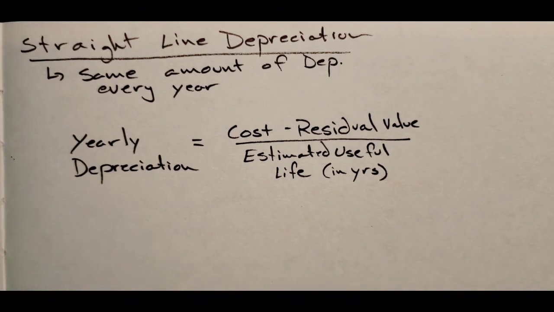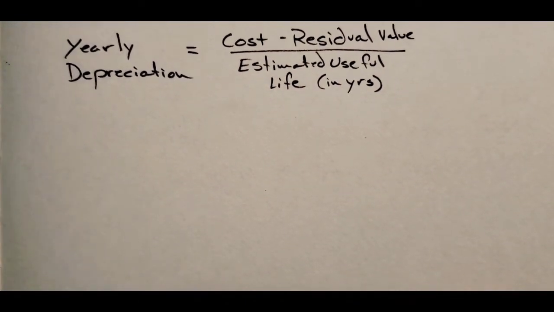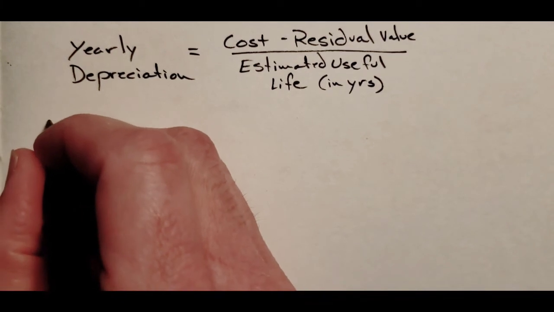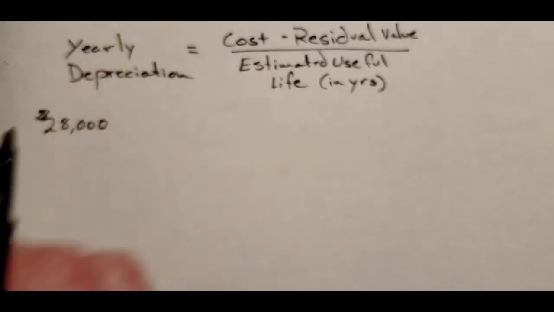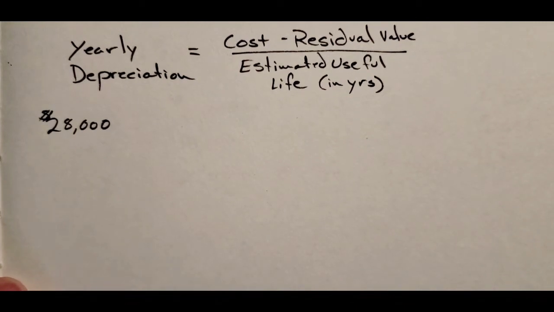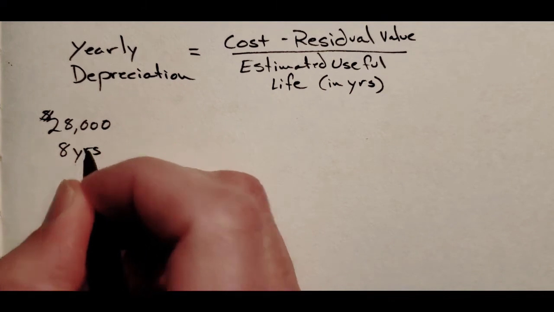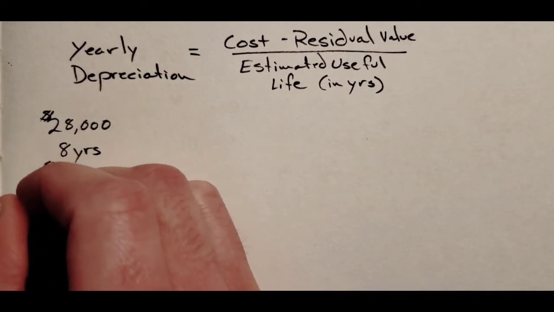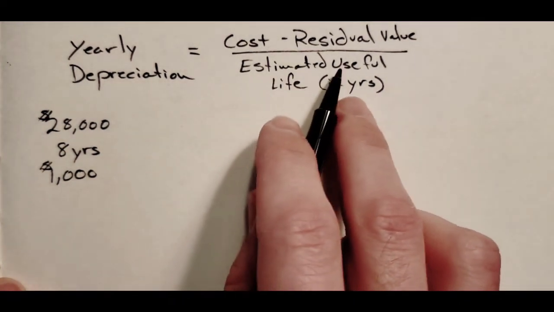So if we look at the example in our notes, I'm going to slide this up. The example in our notes gives us some information where we have $28,000 is the cost of this truck. And they say that the useful life will be 8 years and it will have a salvage value of $1,000. So what we want to do is basically plug those numbers into this equation.